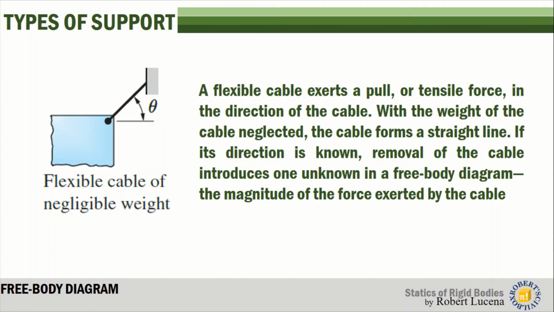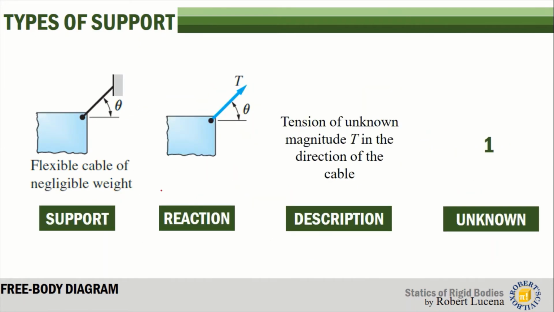So the supports of the structures are of different types. The first type we have is a flexible cable of negligible weight. A flexible cable exerts a pull or tensile force in the direction of the cable, with the weight of the cable neglected. The cable forms a straight line. If its direction is known, removal of the cable introduces one unknown in a free body diagram: the magnitude of the force exerted by the cable. So a support like the flexible cable has one unknown.